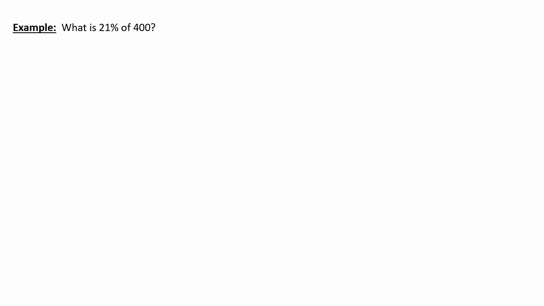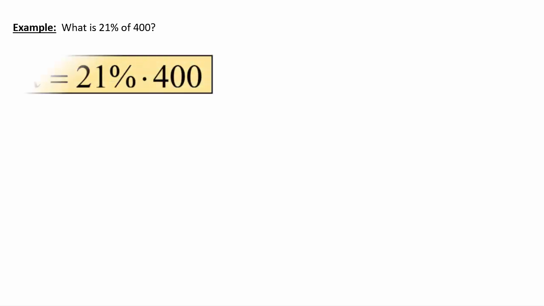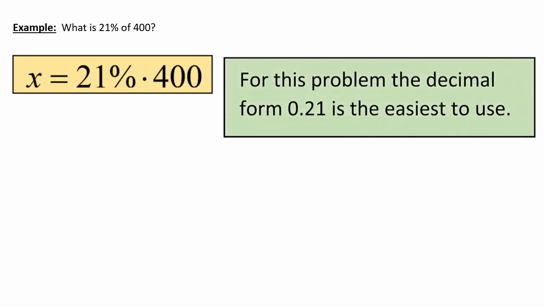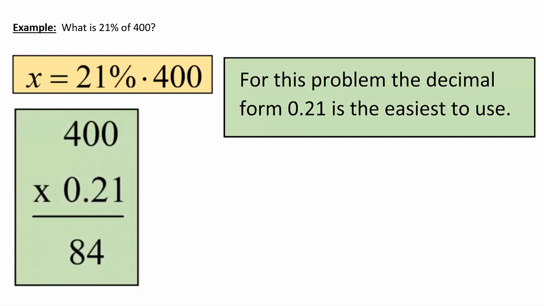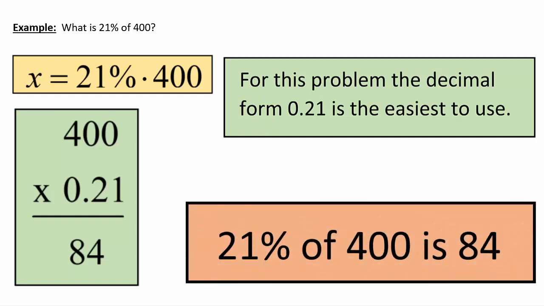What's 21% of 400? Let's translate this into an equation. That's x, is equals, 21% of times 400. X equals 21% times 400. For this problem, the decimal form, which is 21/100ths or 0.21, is the easiest to use. So we're going to multiply 400 times 0.21, and we get 84. So 21% of 400 is 84.